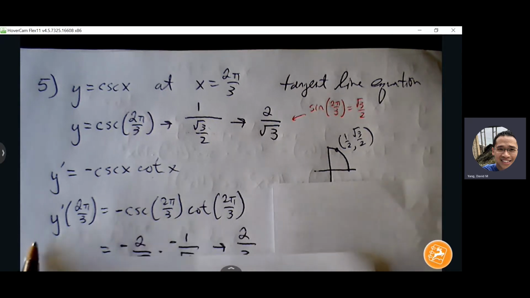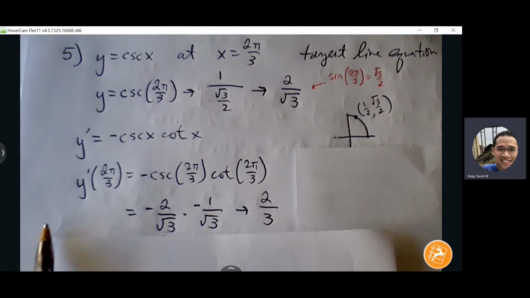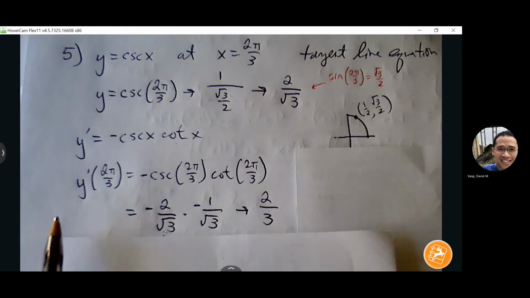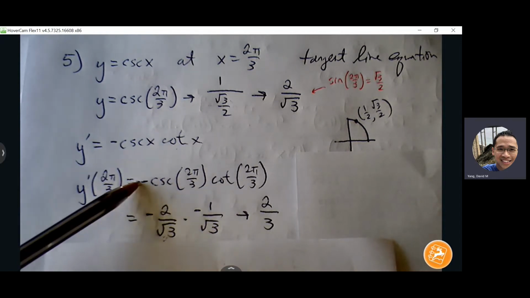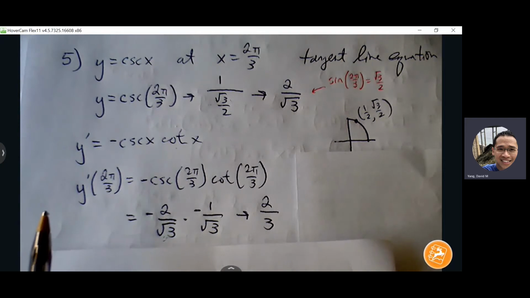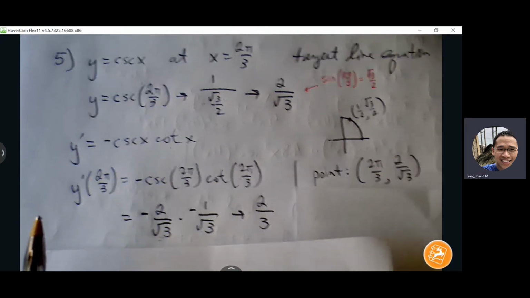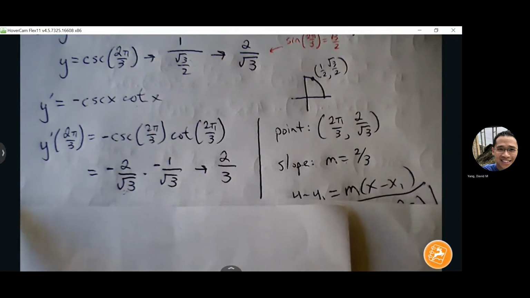So I have negative 2 over root 3 times negative 1 over root 3. And that comes out clean to be just 2/3. Cosecant is normally positive, but there's a negative attached in front, so that's why it shows up as negative 2 over root 3. So we have our ordered pair, we have our slope. Now point slope form.